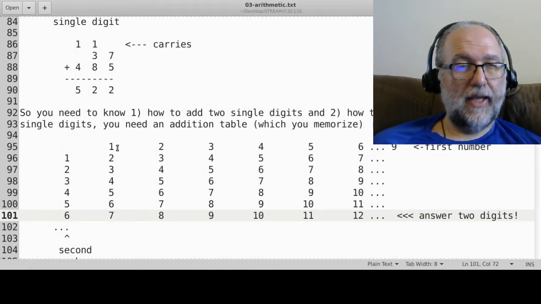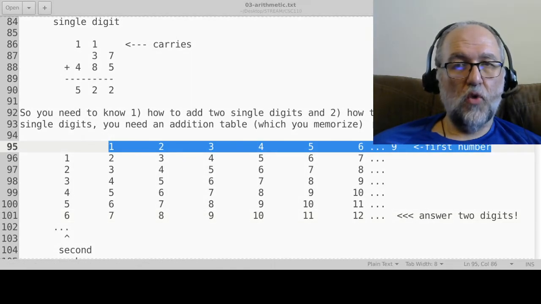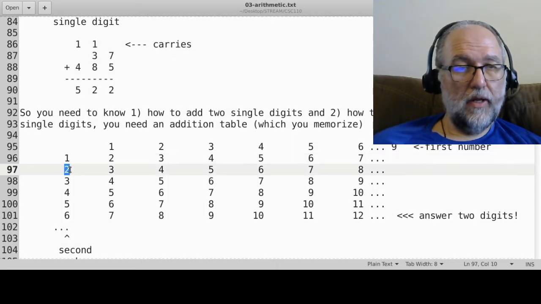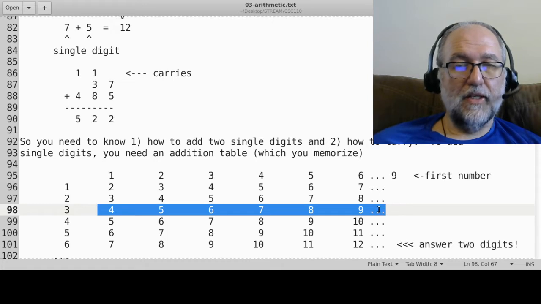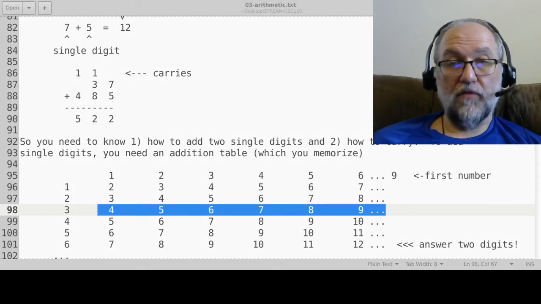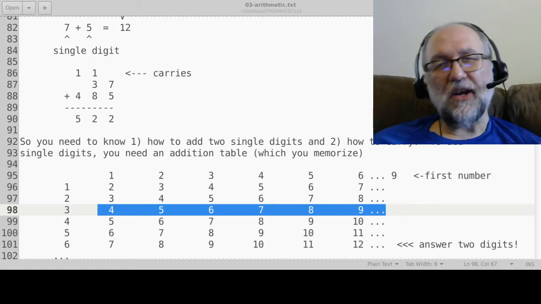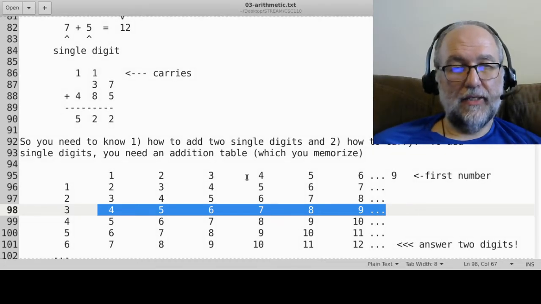So once again, this first row here is the first number in your addition. This column here is the second number in your addition. And the stuff that's in here is your answer. So for instance, if you wanted to do 4 plus 3, you say, what's 4 plus 3? I know it's 7, it's obvious, but how would you get it out of this table?